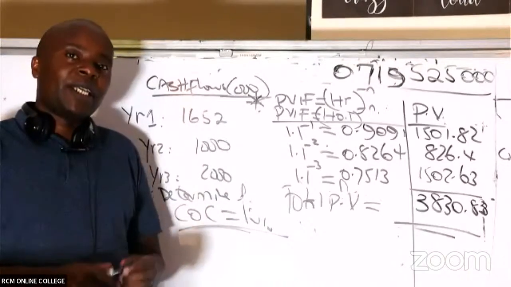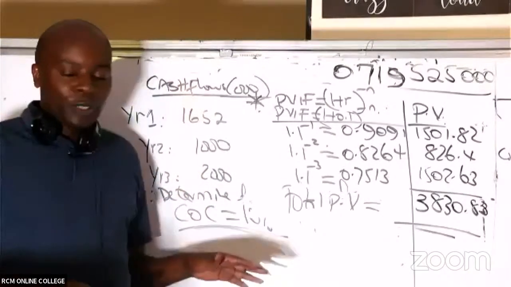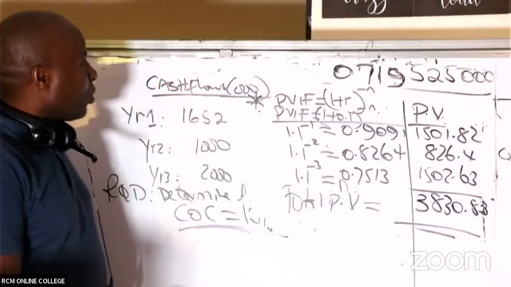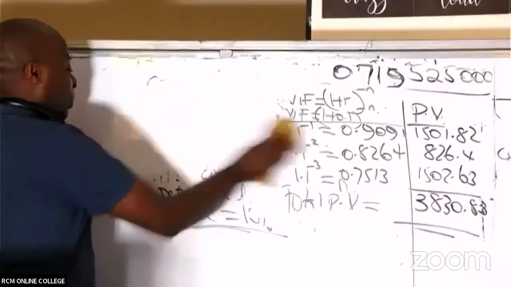Our today's class, basically, we are learning how to discount. We are learning how to get present values.